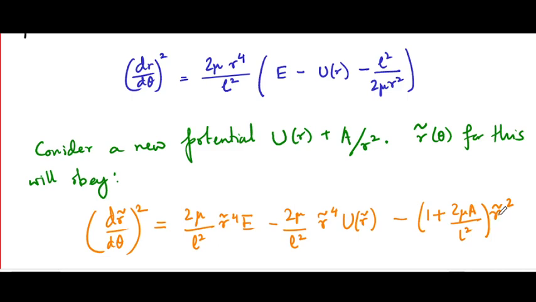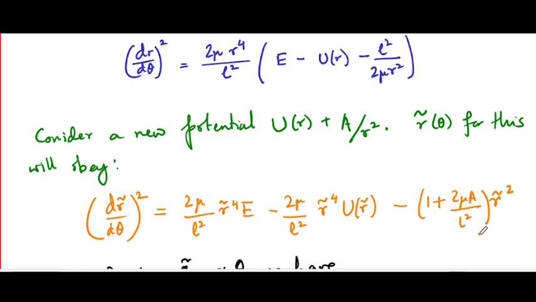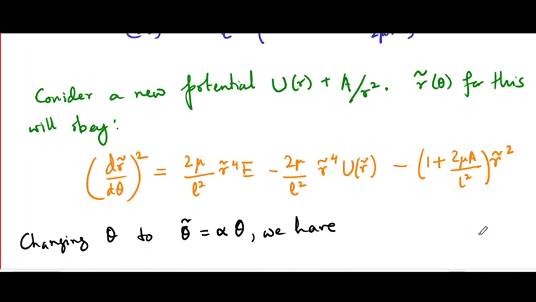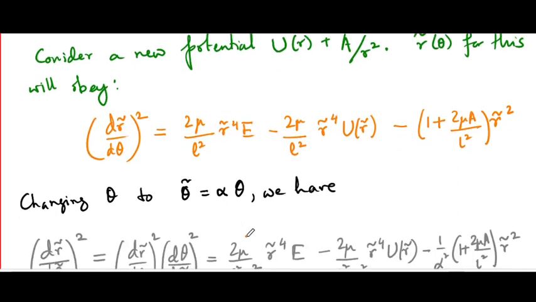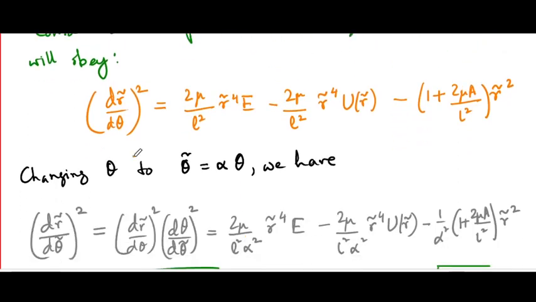So for the two different potentials, you have slightly different equations, but very slightly different equations. Now, what we will do is change our variable theta to a new variable theta tilde, which is some constant alpha times theta, and plug this into our equation, so that now we are looking for r tilde's derivative with respect to theta tilde, the new angular coordinate that we are going to use.